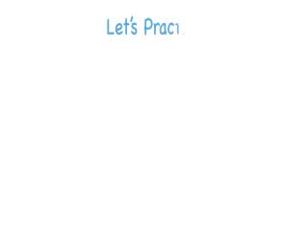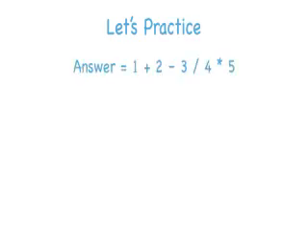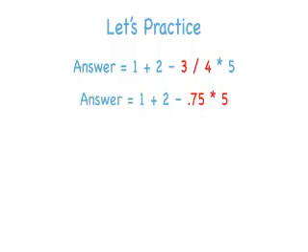Let's begin with this problem. Step 1. Read the problem. Step 2. We have no parentheses, so we begin with division and multiplication. Since division is the leftmost, we divide 3 by 4. Step 3. Now we will multiply the result of our division by 5.